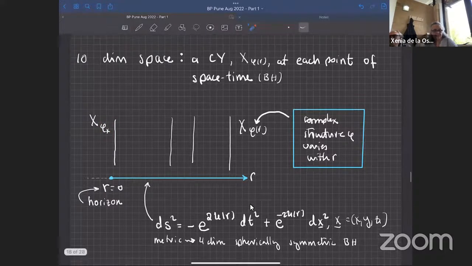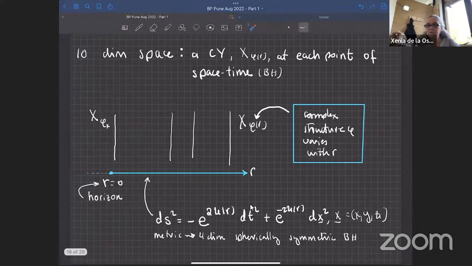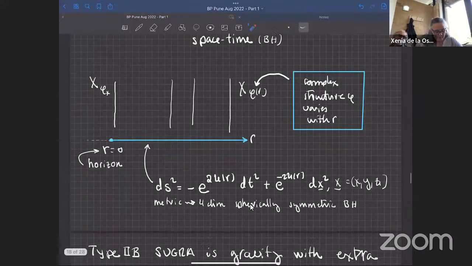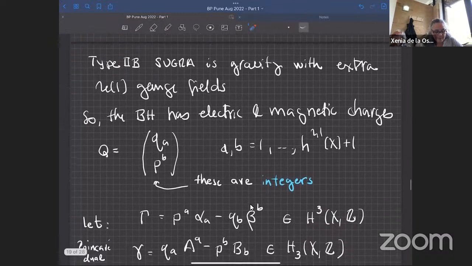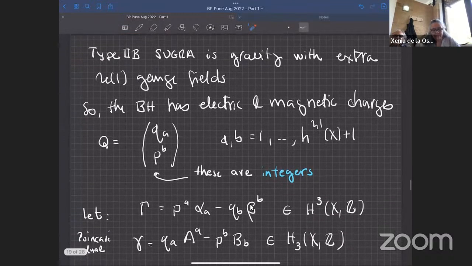So that's the geometric picture that we have in these solutions. Now, type 2B strings and supergravity limits have something else. They are not just a space-time. They come with abelian gauge fields. So we are actually talking of a charged black hole, right? So it has electric and magnetic charges.